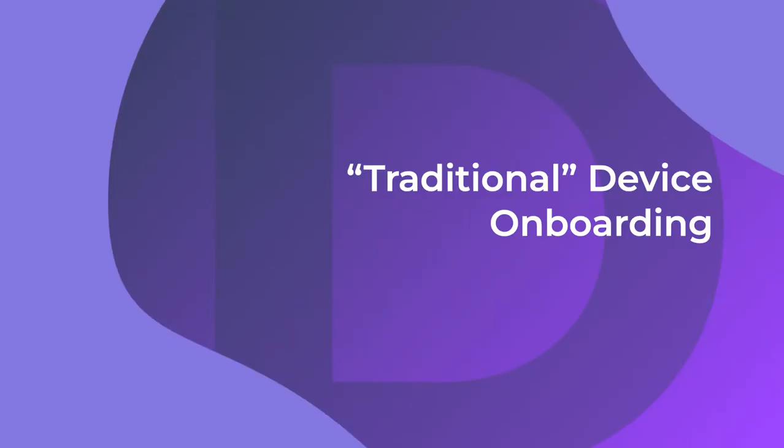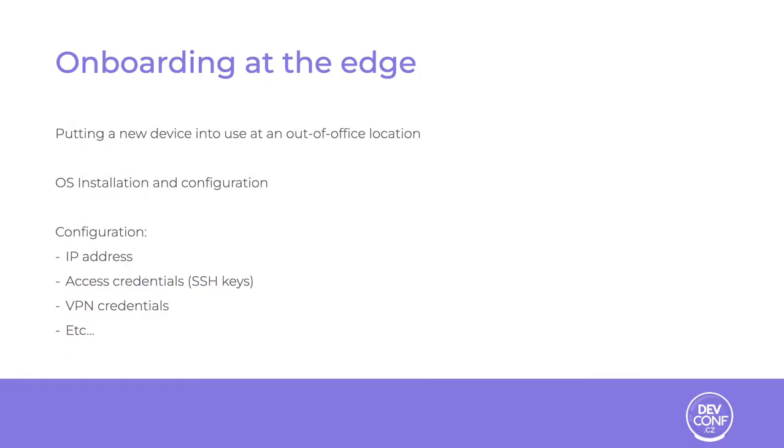So let's start with what people would call traditional device onboarding to get an idea of what I'm talking about. The main thing is when you have a new device, and I'm going to use the term device, but usually that is a computer, after it's delivered, you will have to get the operating system installed and some initial configuration for it to actually start doing the task that it's purchased to perform. Some of the initial configuration could be the IP address setting, SSH key so the administrators can access it, and credentials to access the VPN.